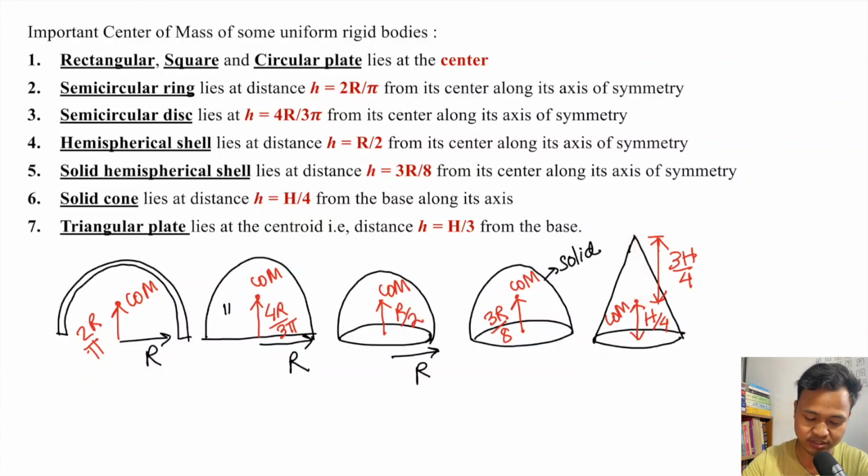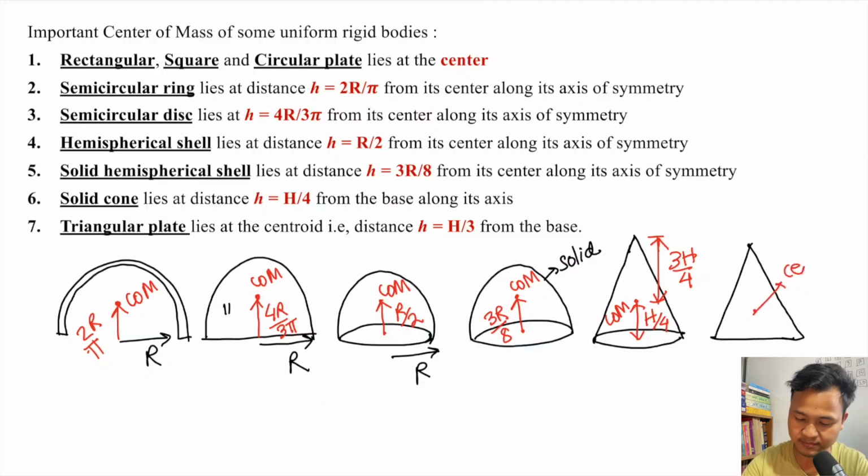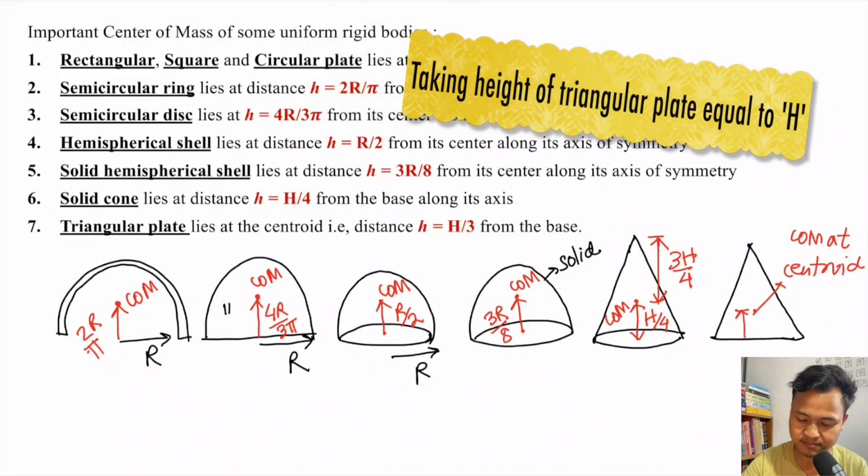And next one, you have a triangular plate. If you have a triangular plate, center of mass will be at the centroid. So COM at the centroid. Whether the triangular plate is isosceles, scalene or equilateral, the center of mass will be at the centroid. So it is at a height h by 3 from the base.